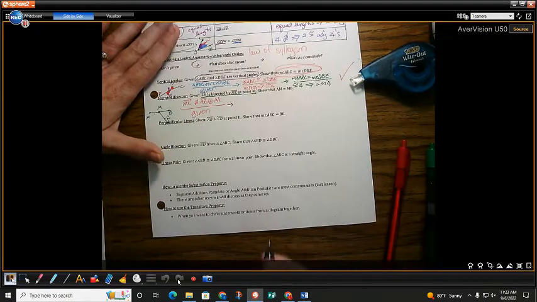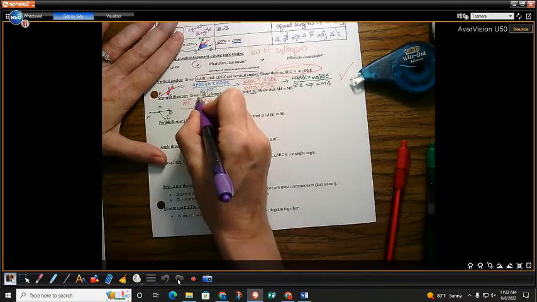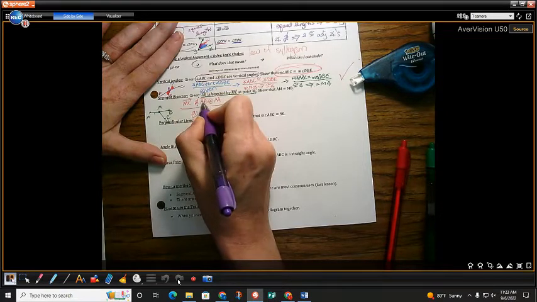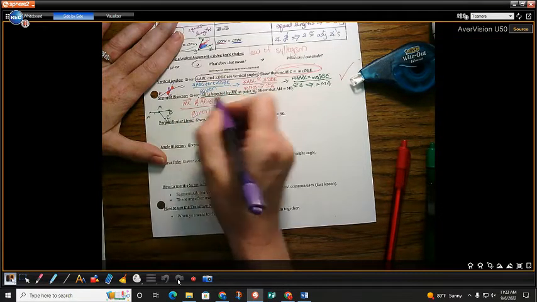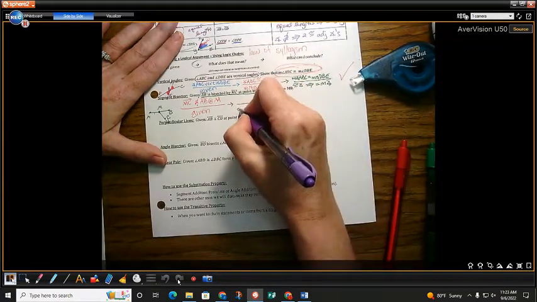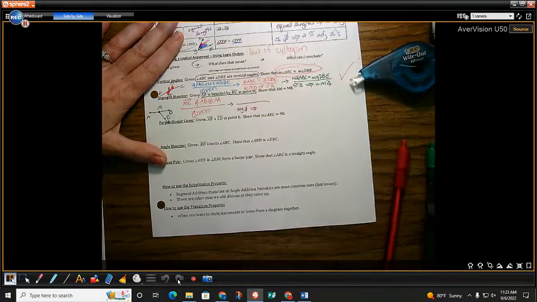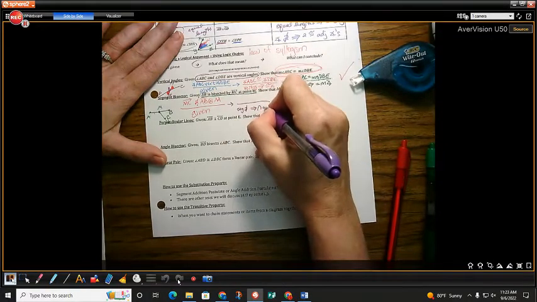Now let's think about what I started with here. I started with something bisecting a segment. What is a thing that bisects a segment called? So for my implied statement, I should think, wow, if I'm starting with a segment bisector, what can I imply from that? That it intersects at a midpoint.